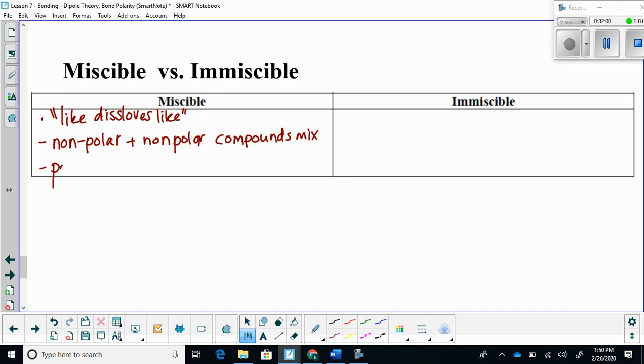Another thing is polar compounds mix with other polar compounds. So let's say I wanted to dilute my orange juice. So I poured water in. That orange juice has no problem. It just accepted the water. It allowed it to be mixed together.